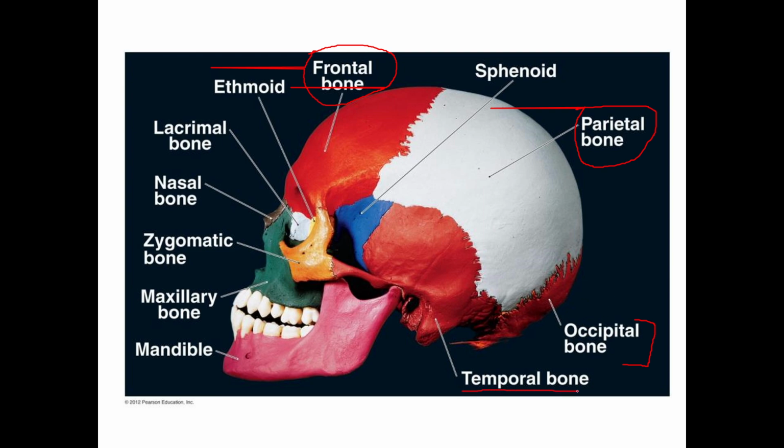And then finally we get down here to the temporal bone. The temporal bone is going to be making up pretty much the rest of our cranium. The temporal bone is going to be found on these lateral sides. There's going to be a left and right temporal bone. So just like the parietal bone, the temporal bone will also have two different bones to it.